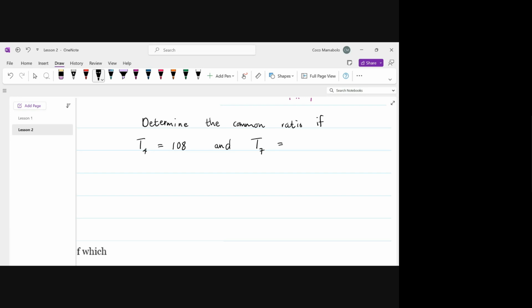T7 is equal to 2196. So we want to find the common ratio. Does this look familiar? Do we remember what we did? Who remembers when we were doing arithmetic patterns, when we were not given our A and we were not given our common difference, our D? What did we do with the information when it was given to us in this manner?